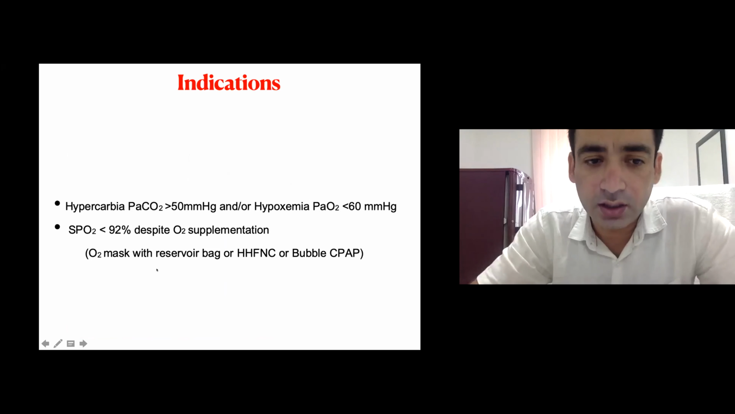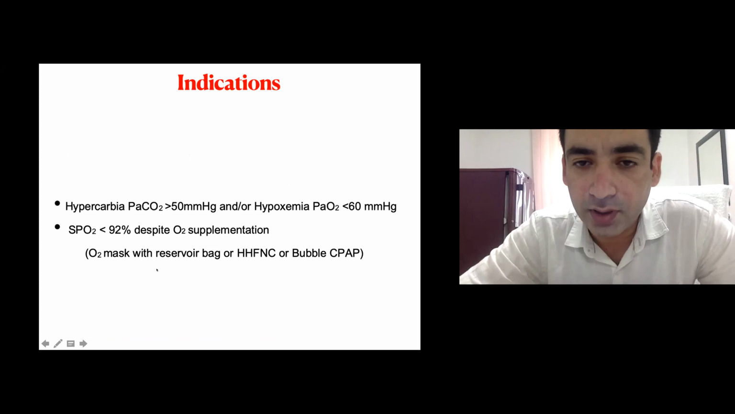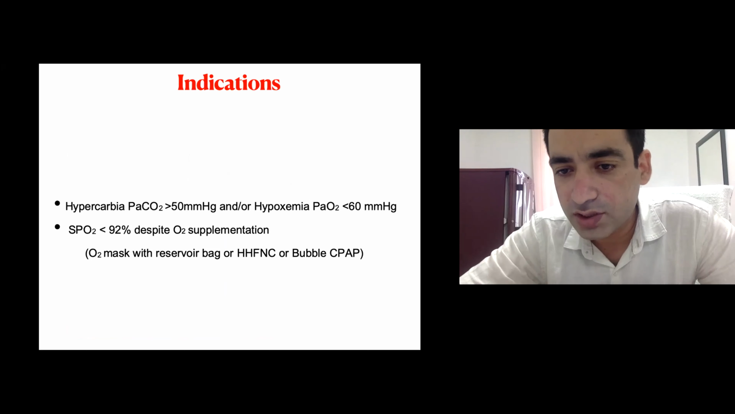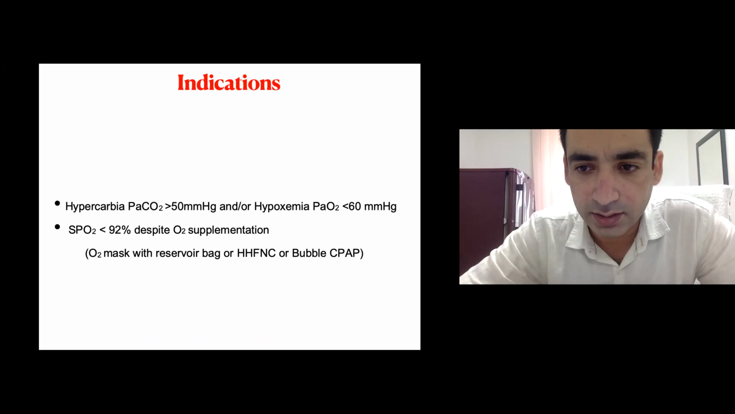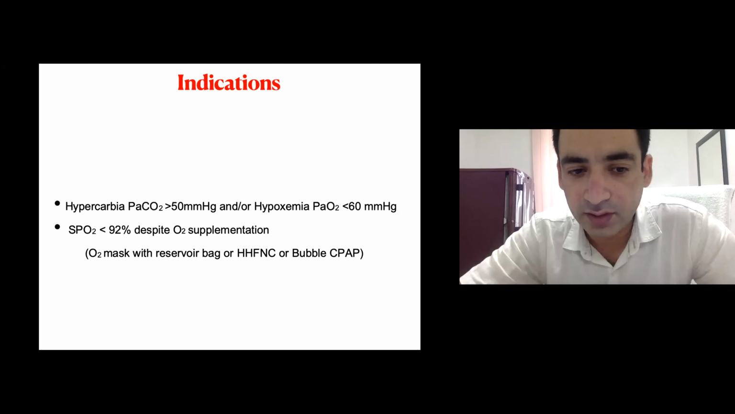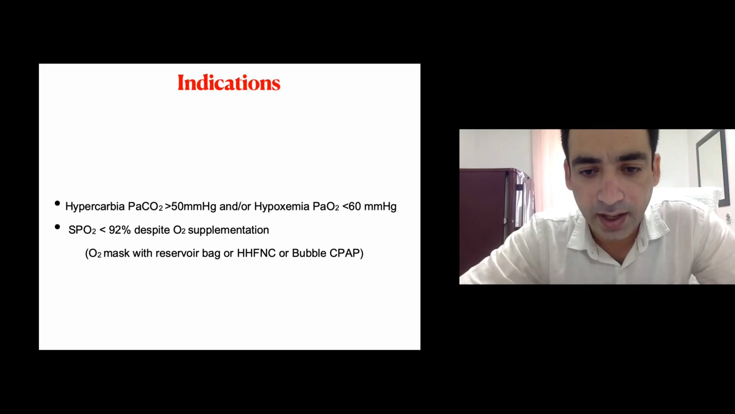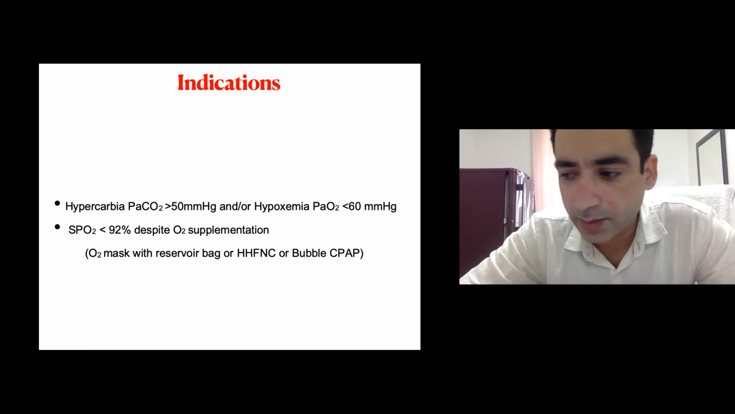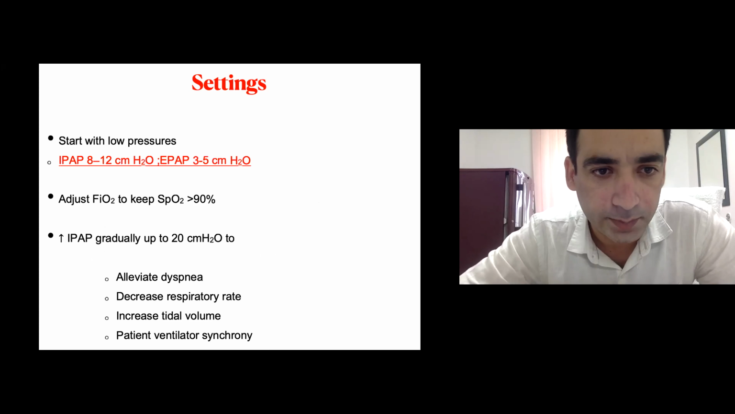The indications include whenever a child has hypercarbia or hypoxemia. In a child, hypercarbia is defined when PCO2 goes above 50, and hypoxemia is defined when PO2 is less than 60. Apart from these, if the child is hypoxemic despite giving oxygen by other means which we have already discussed, like reservoir bag, HFNC, or bubble CPAP, then we must shift that child to a higher mode of oxygen delivery. First BiPAP, and if BiPAP is not successful, then we must ventilate.